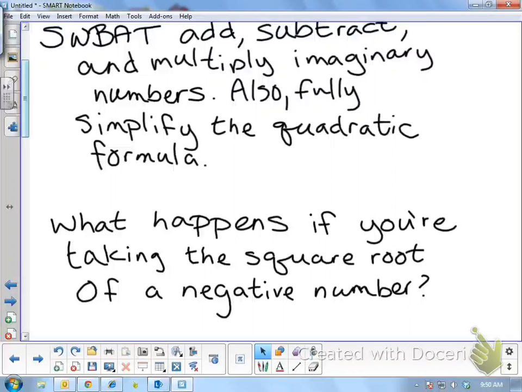you get a negative number? So they decided to try and answer that question. What happens if you're taking the square root of a negative number? We have not talked about that yet or seen that. And that was actually a pretty complicated question for them to answer. It was not easy for them to come up with a solution to that.